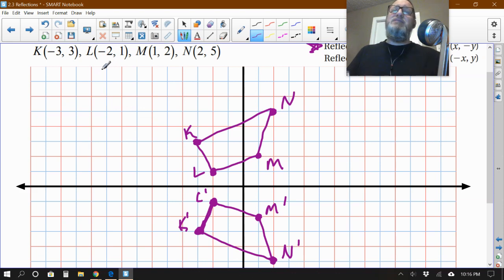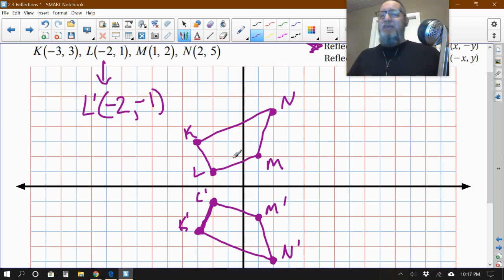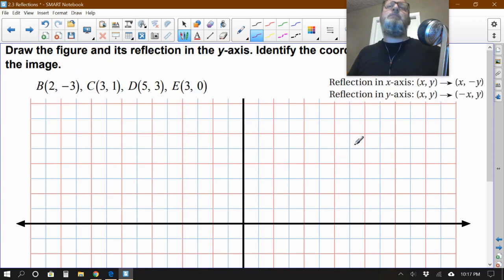So now you have to kind of know the rule. And so L prime, remember how it works, is across the x-axis. You keep the x the same, but you change the y to the opposite. So 1 becomes negative 1. So I really wanted you to be aware of that rule. But yeah, if you had graph paper, sure, you could plot the points and then just figure out how to flip over all those points to get its mirror image across that reflected line of, in this case, the x-axis.